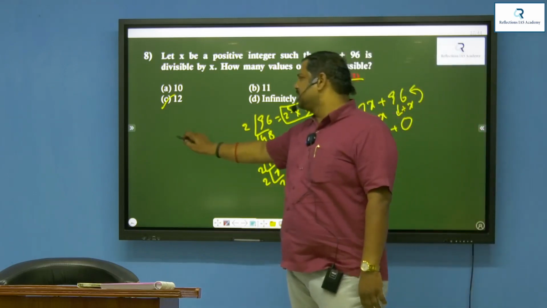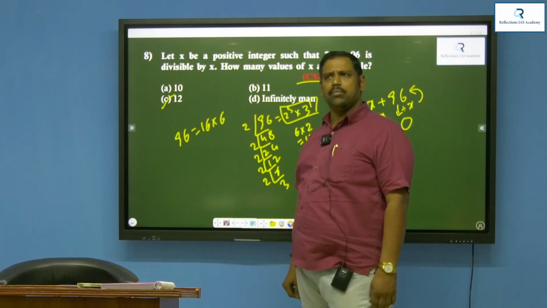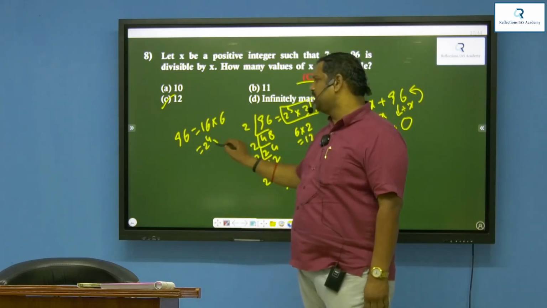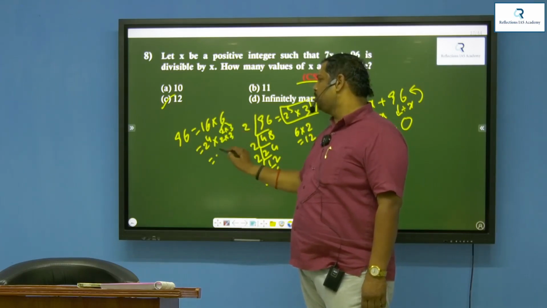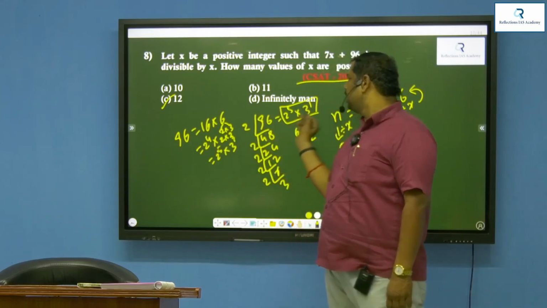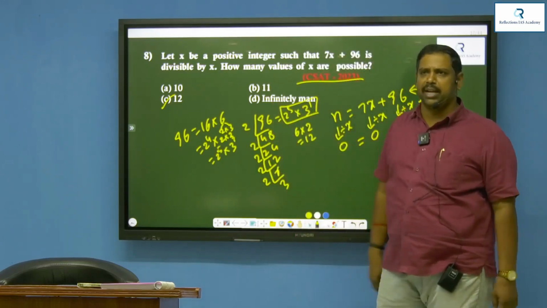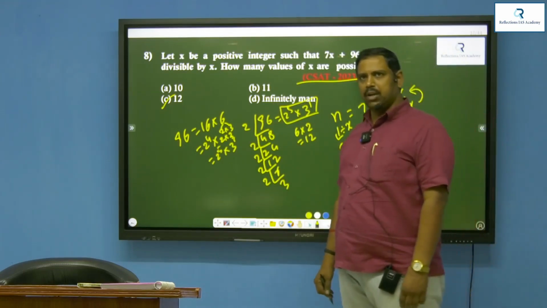By seeing 96 here, I am getting 16 into 6, suppose. 16 means 2 power 4. Only prime numbers we need, right? 6 means 2 into 3. So overall 2 power 5 into 3. Like this also you can think. No need to do like this. This is the conventional way I am explaining. Anyhow, is it clear? Can I go to the next question?